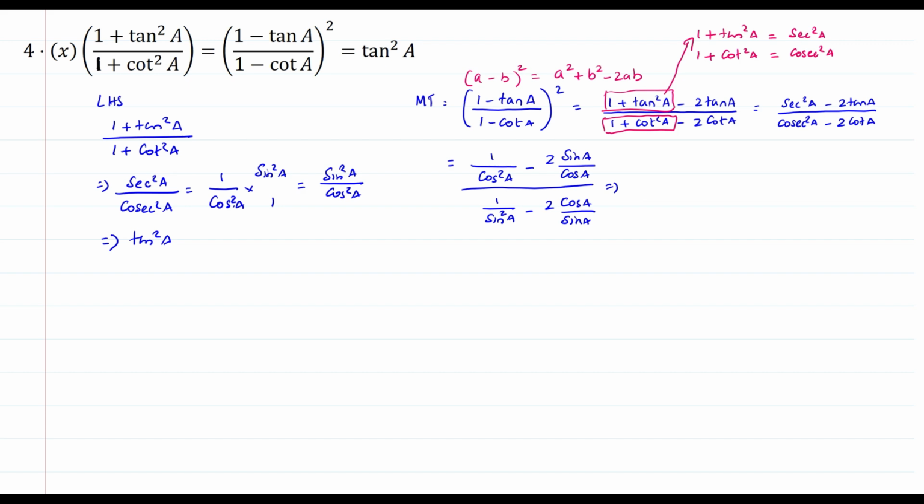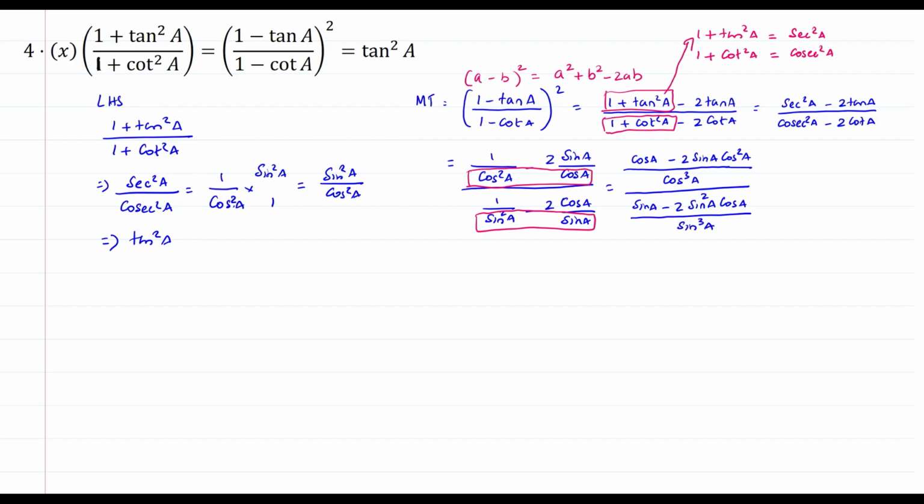The next step will be, we take the LCM. We'll keep numerator separate and denominator separate. Then the next step will be, cos cube A will be the LCM. So what will be remaining is here cos A minus 2 sin A into cos square A. Whole thing divided by, here you will have sin A minus 2 sin square A into cos A. The whole thing divided by sin cube A.